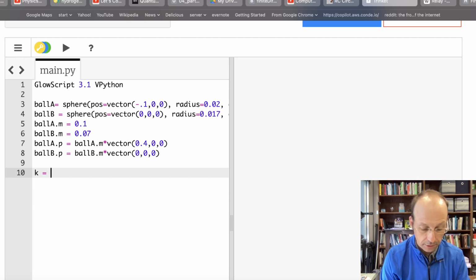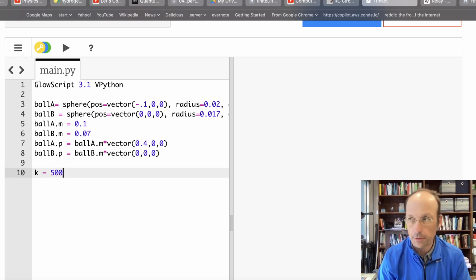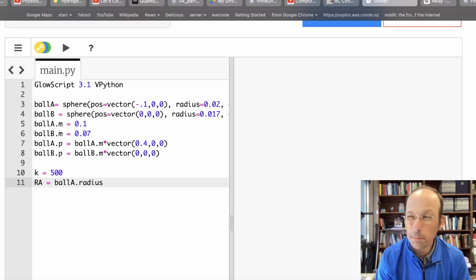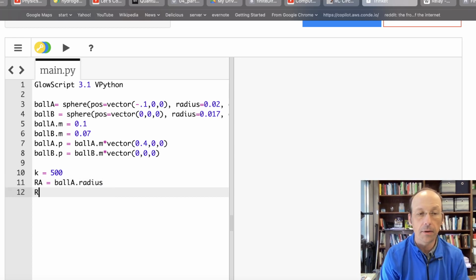K equals 500. I'm going to use that later, but I'm going to put that in there. And let's go ahead and do this. RA equals ball A dot radius. I don't want to type ball A dot radius, so I'm giving it another name. RB equals ball B dot radius. T equals 0. dt equals 0.001.